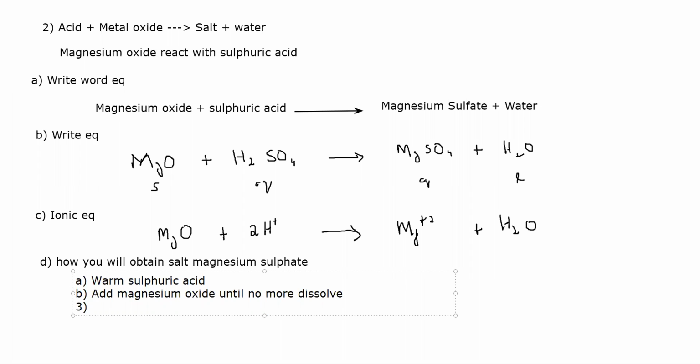Then we will filter to remove unreacted metal oxide, and then use either one of them. You don't have to mention both. Use crystallization as the best technique to obtain a salt from solution rather than evaporation, because evaporation requires a lot of heat energy to remove all of the liquid. So use crystallization to obtain salt from solution.